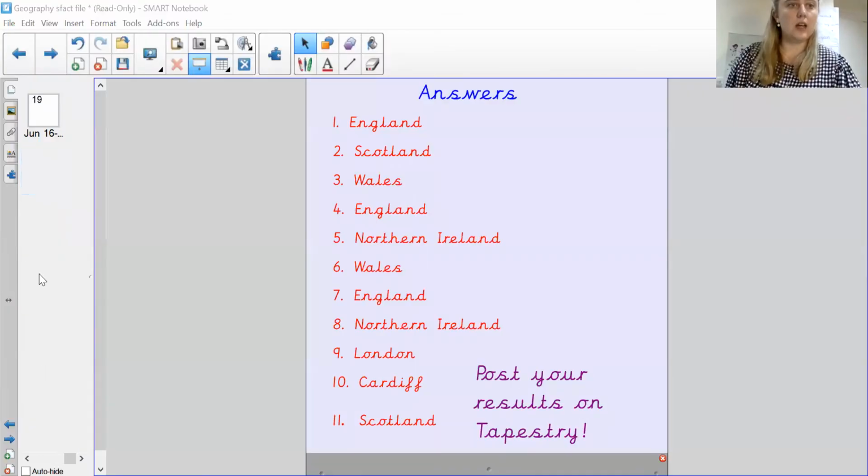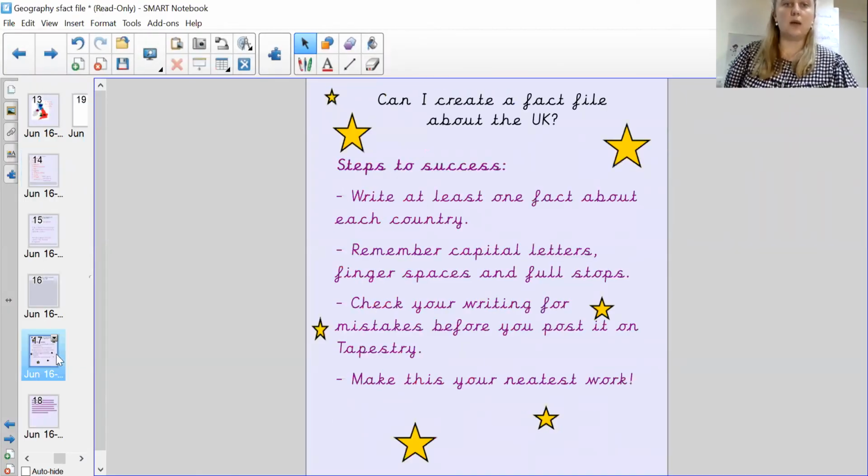Right, I'm going to quickly show you your steps to success. Where are they? There they are, your steps. Oopsie daisy, steps to success. Okay, I would like you to write at least one fact about each country. Remember your capital letters, finger spaces and full stops. And check your writing for mistakes before you post it on Tapestry, okay? I would like to see a beautiful piece of finished work, okay? Make it your absolute neatest work.